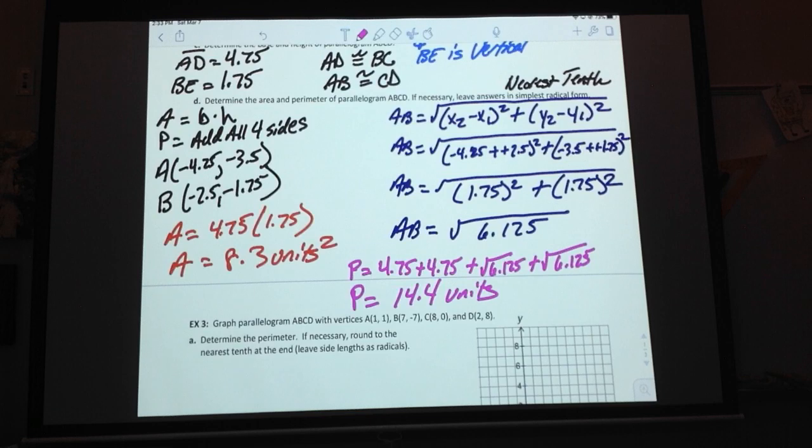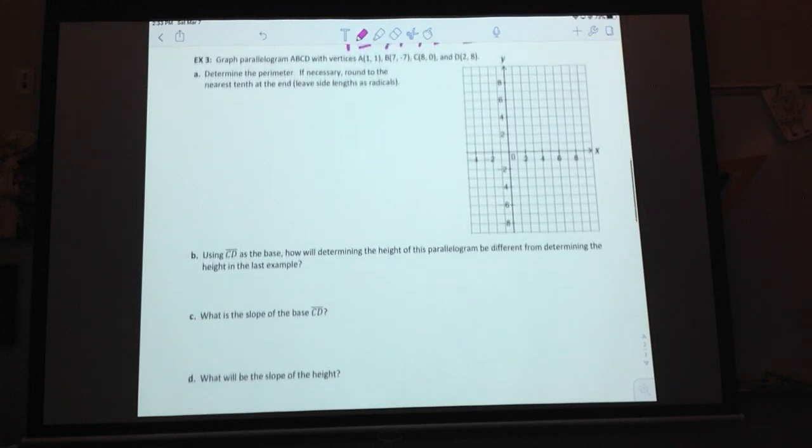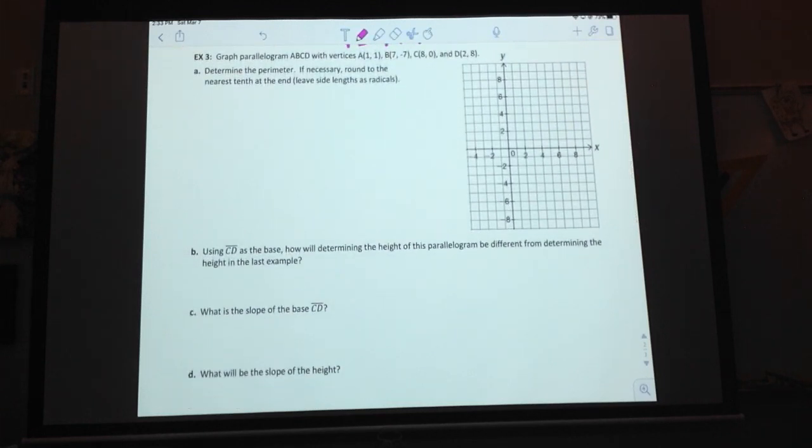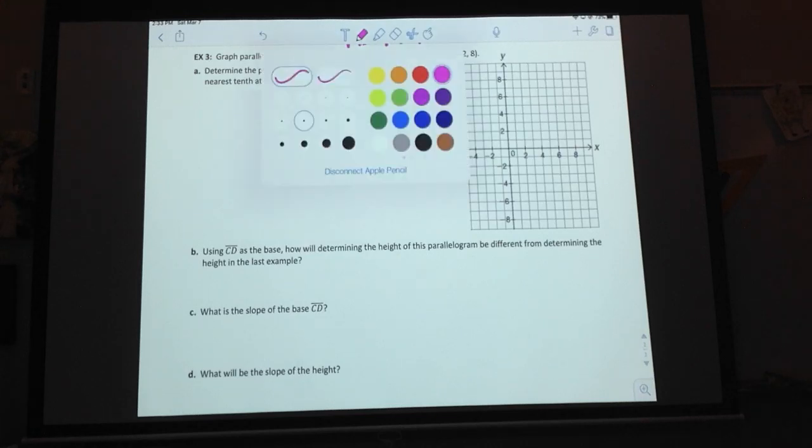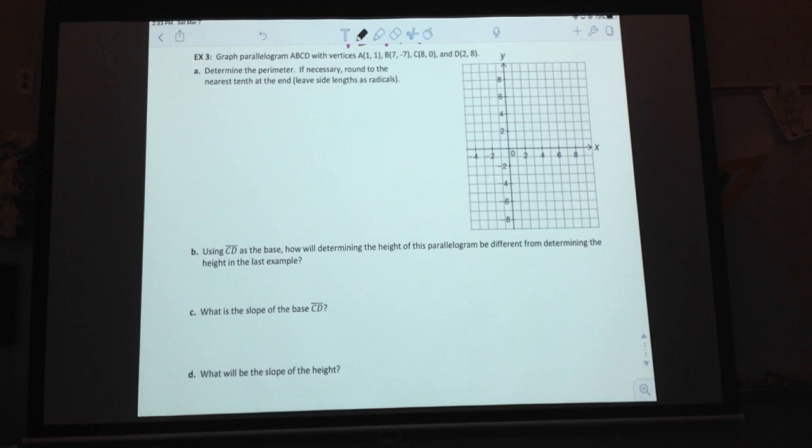So let's move on to one that may be just a little bit more difficult. Here we go. And you're going, oh boy, something more difficult. Well, it's going to be difficult because it's not going to be straight lines, and you'll see that here in just a moment. Okay? So, it says, graph parallelogram ABCD with vertices at 1, 1, 7, negative 7, 8, 0, and 2, 8. I want you to go ahead and do that now.